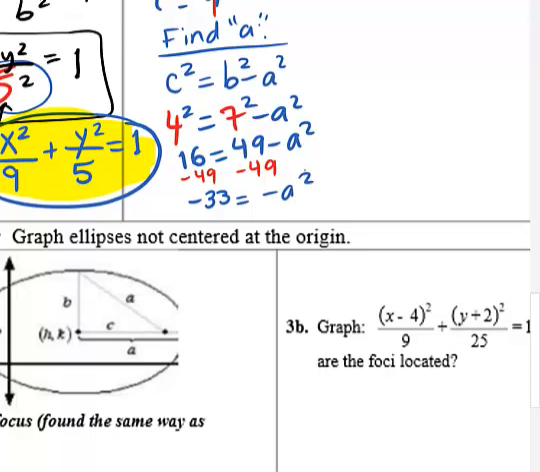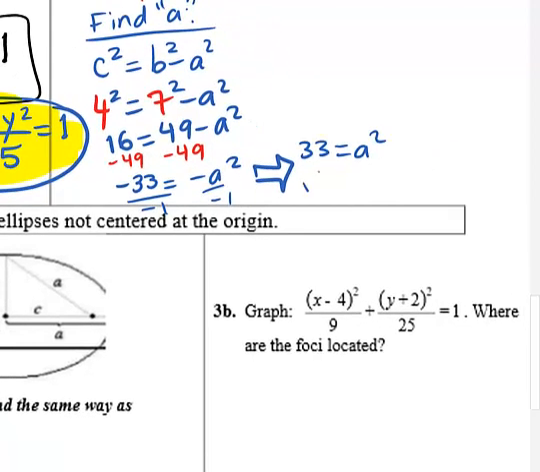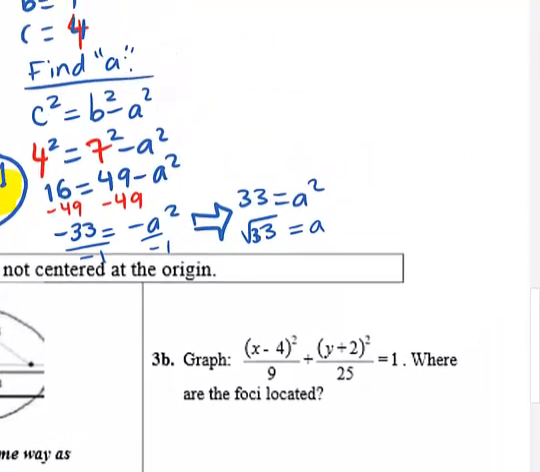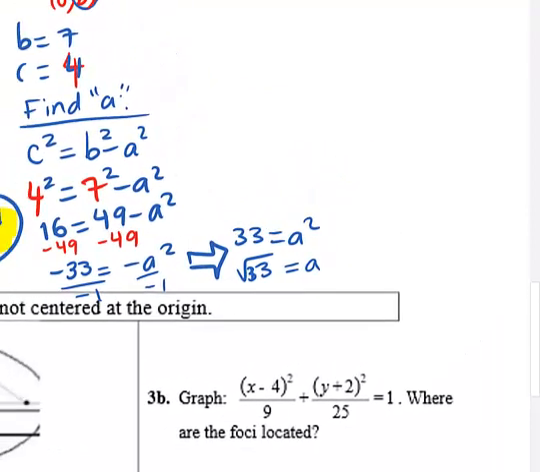Yeah, okay. Second to last step would be get rid of the negative by dividing or multiplying by negative 1. That'll give me 33 equals a squared with no negatives. The last step would be to square root both sides. a must be the square root of 33. So now that we have the values of a, b, and c, we should be able to finish this problem.